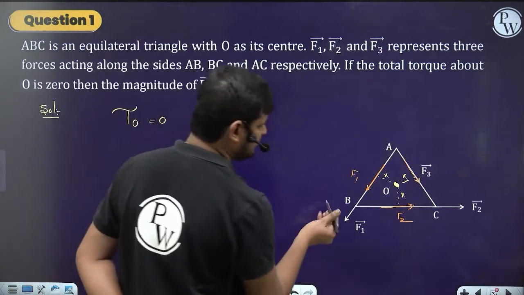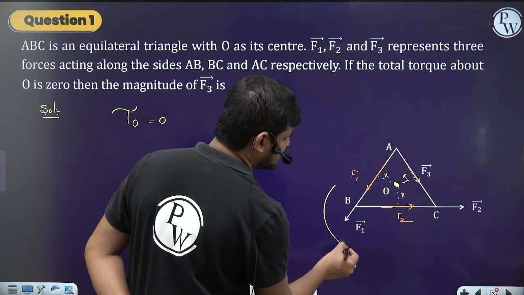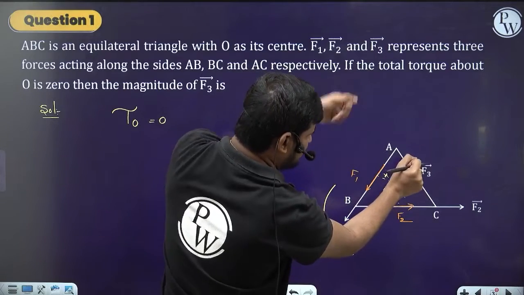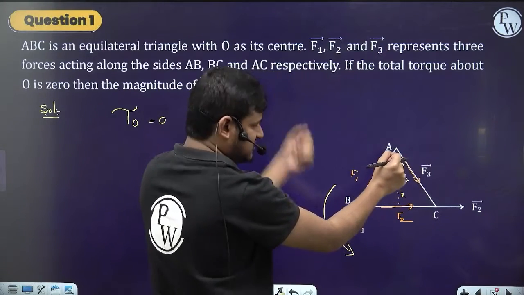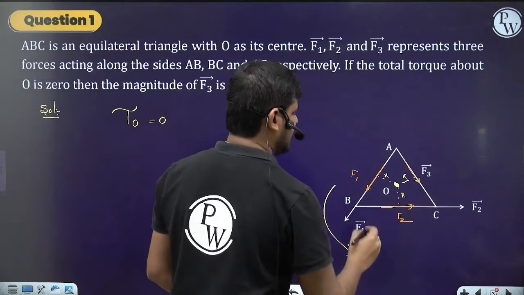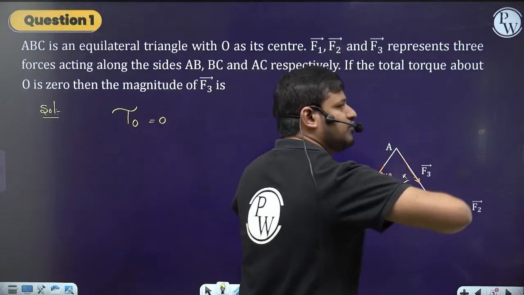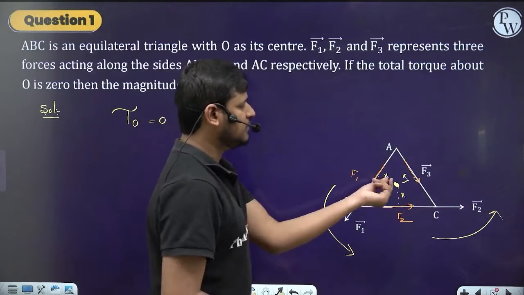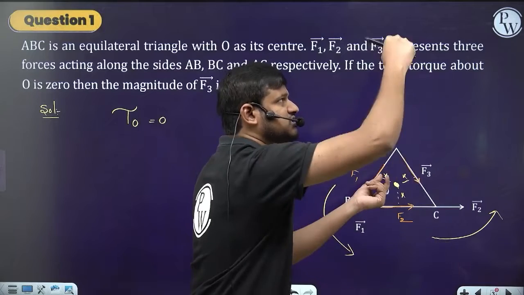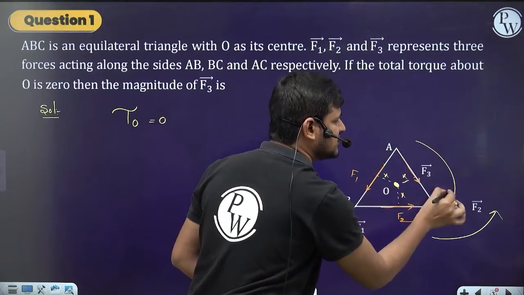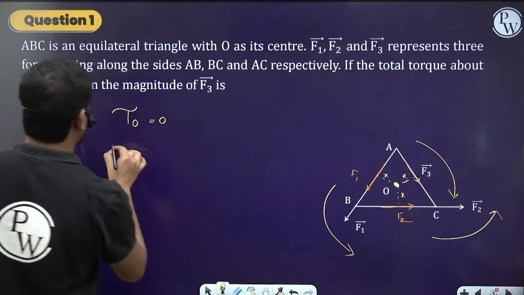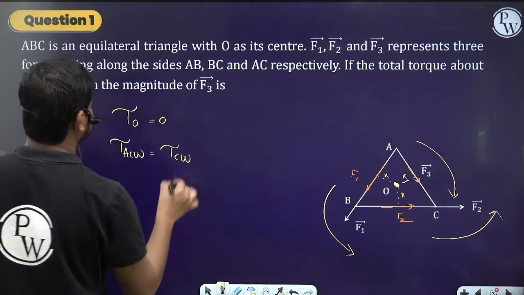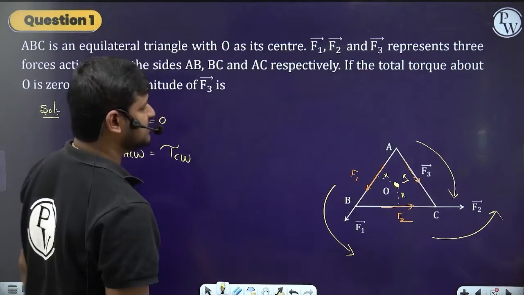So now, the torque about O. The force F1 causes the torque this side. Just imagine this is your axis of rotation and you are pulling with a rope like this, so it causes the torque like this. F2, if you pull it this side, causes the torque this side. And F3, if you pull the rope this side, causes the torque like this. The anti-clockwise torque will be equal to the clockwise torque, because the total torque about O is 0.